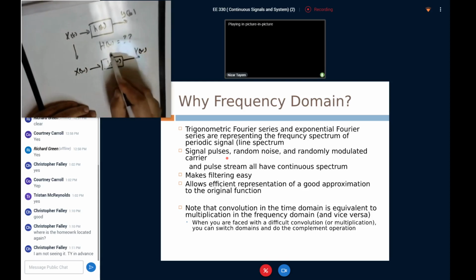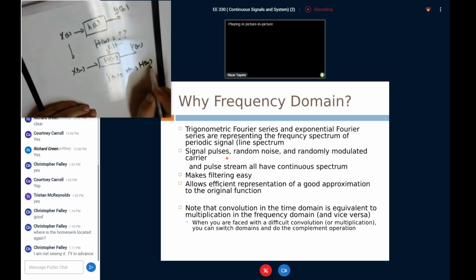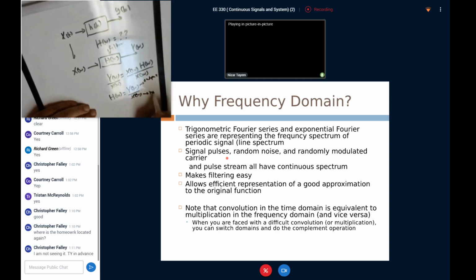And then we have Y of omega. So H of omega can be a filter, can be anything, right? Can be an integrator, can be anything. So then in order to find H of omega here, simply Y of omega, the output, is going to be equal to the input, X of omega, multiplied by H of omega. So if I know the relation between input and output, I can find out what H of omega is. We just simply divide both sides by X of omega. So then H of omega is equal to Y of omega over X of omega. So this is my output, and this is my input. And this is my frequency response, okay?